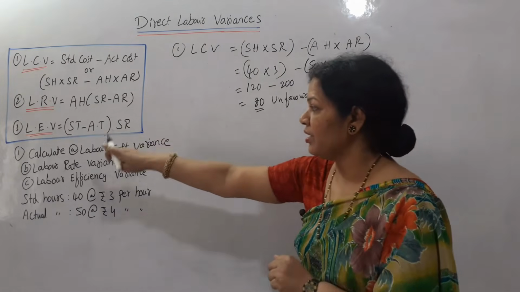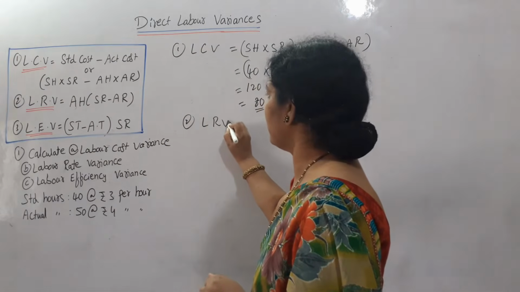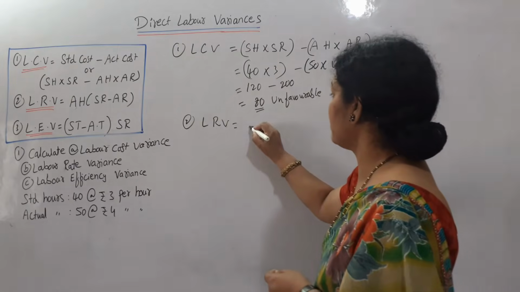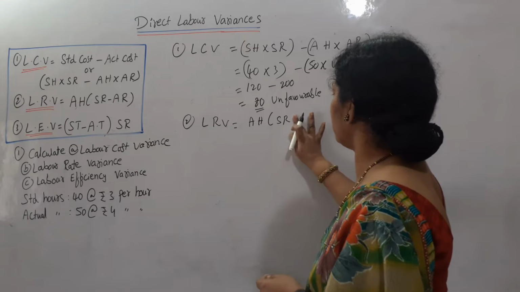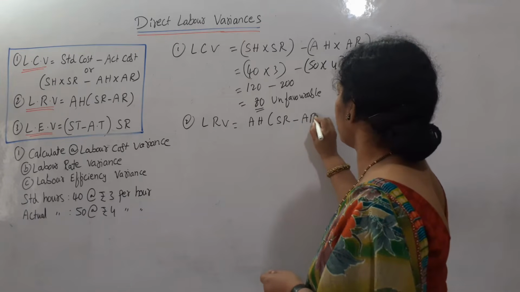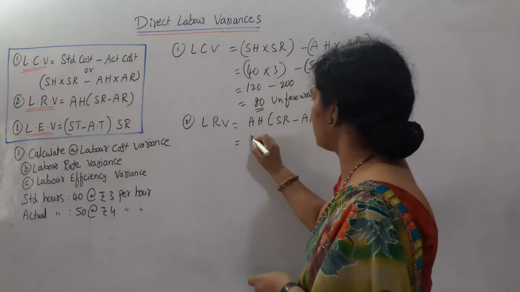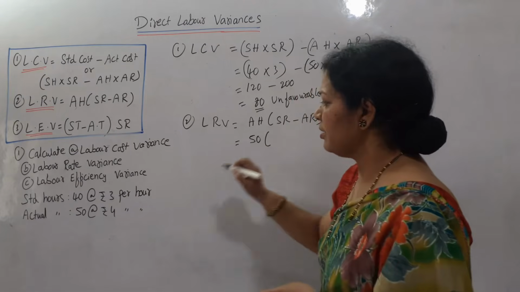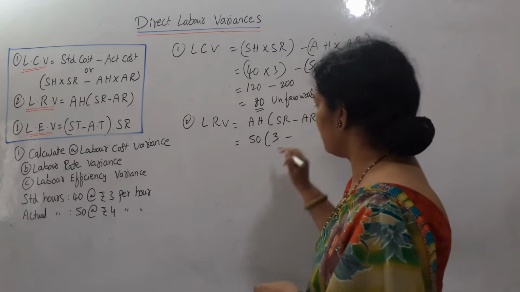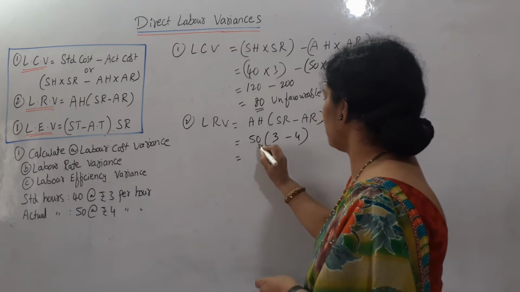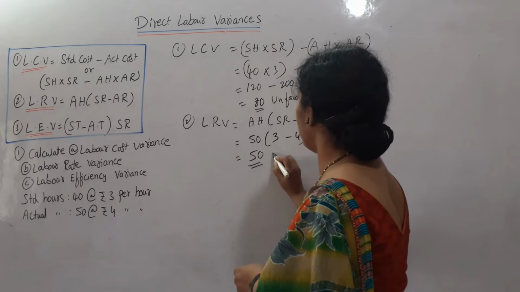Next one is labor rate variance. Formula is actual hours into standard rate minus actual rate. Actual hours are 50, standard rate is 3 rupees, actual rate is 4 rupees. 50 into minus 1, so this is 50, unfavorable.